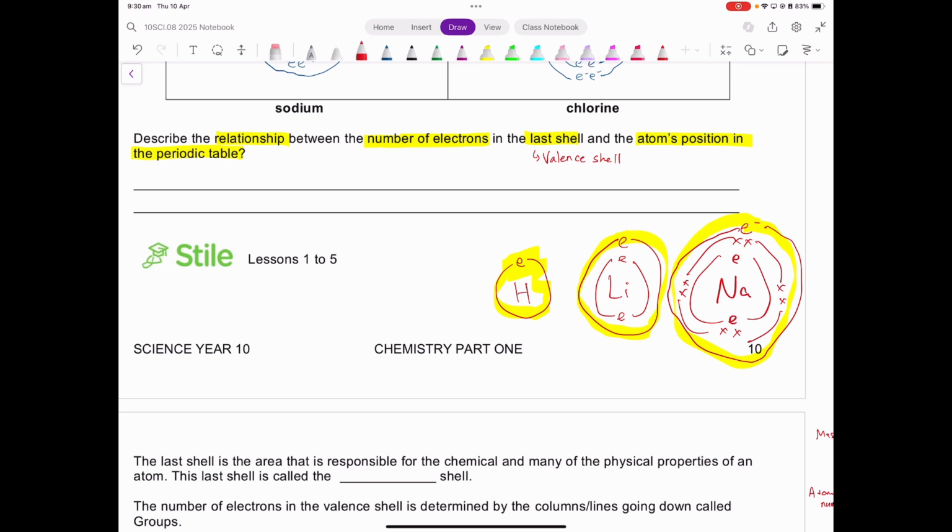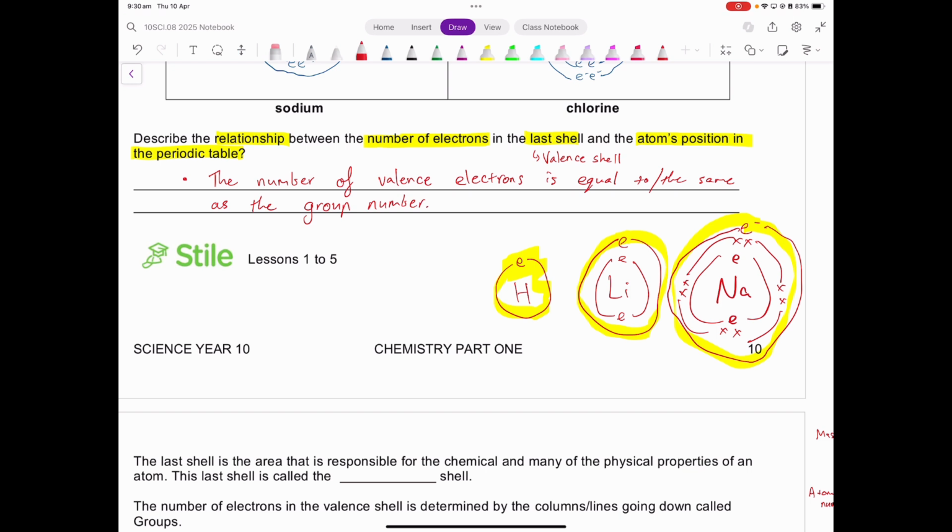In the first group. And in the first group, how many valence electrons are there in each case? 1. So, the relationship between these is, and I like to write in dot points in science, there's no need to write long, windy responses, the number of valence electrons is equal to slash the same as the group number.